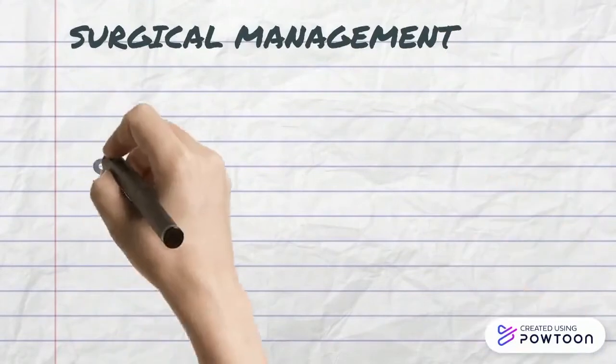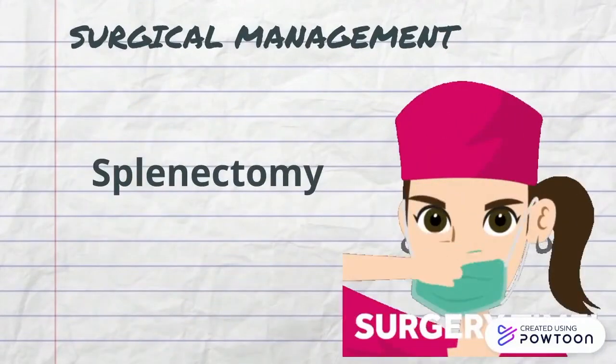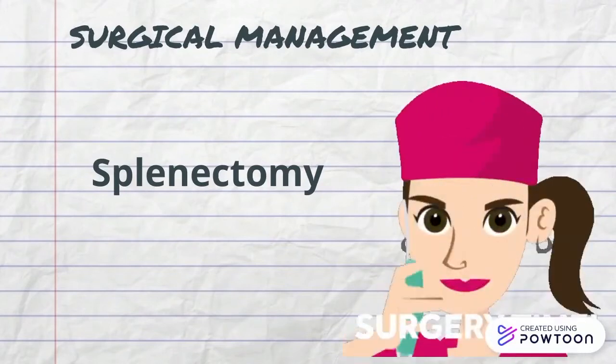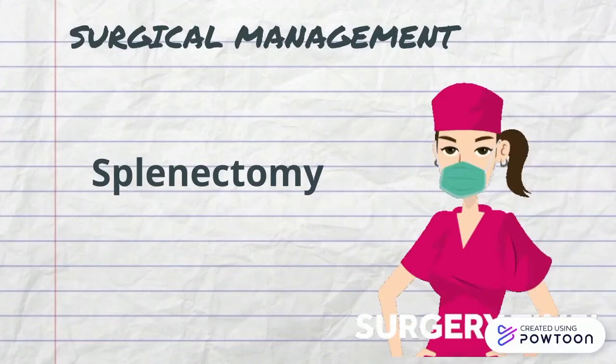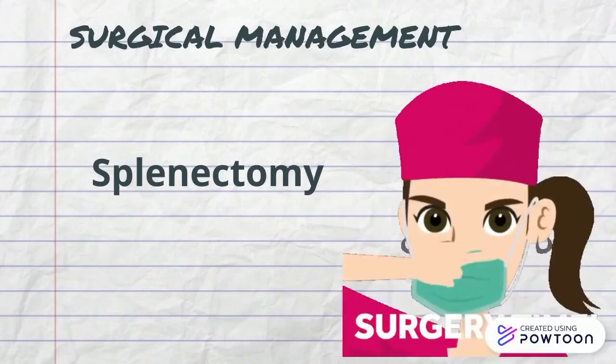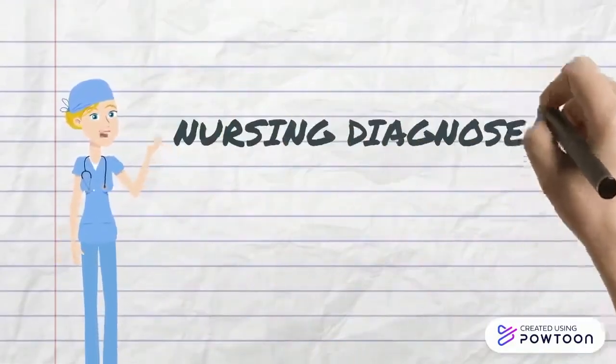Surgical management. Splenectomy is surgery to remove the entire spleen. This surgery is necessary for spontaneous splenic rupture, which occurs in rare patients with EBV infectious mononucleosis and may be the initial manifestation of the condition. Nursing diagnosis and nursing management.